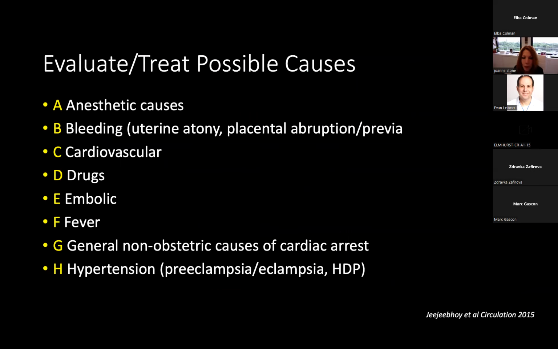When evaluating and treating the possible causes of arrest, there are some causes that are unique to pregnancy. Anesthetic complications: did she just recently get a spinal or an epidural anesthesia? Bleeding from uterine atony, placental abruption, or placenta previa, underlying cardiac disease, what drugs have recently been given. Thinking again about an embolic event like a pulmonary embolism or amniotic fluid embolism. Treating sepsis, and then non-obstructive causes of cardiac arrest should be considered, and then hypertensive disorders of pregnancy like preeclampsia or eclampsia.